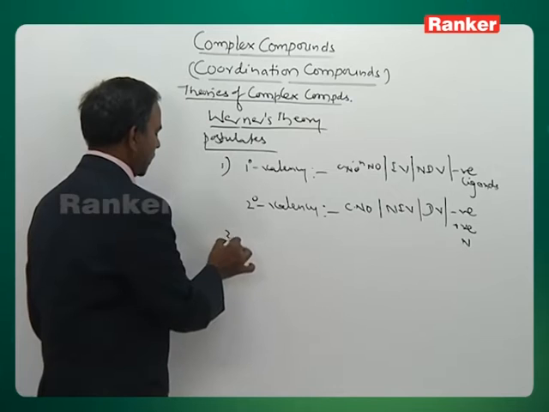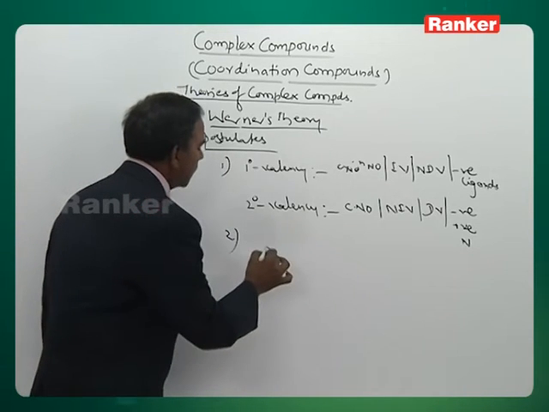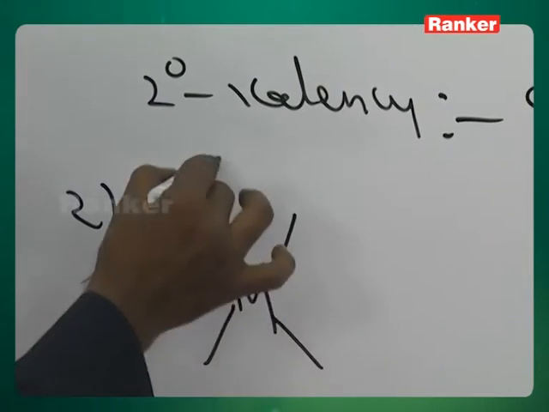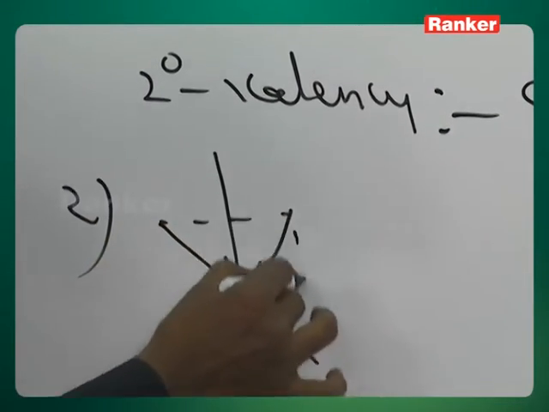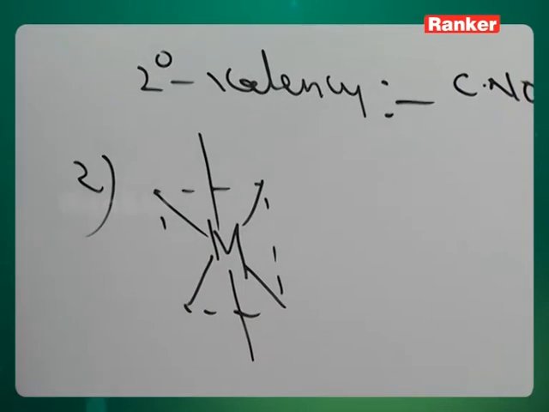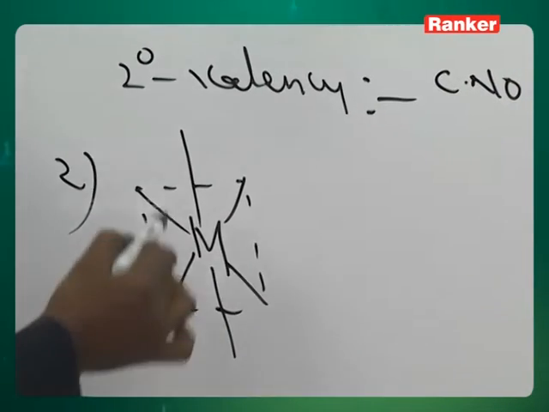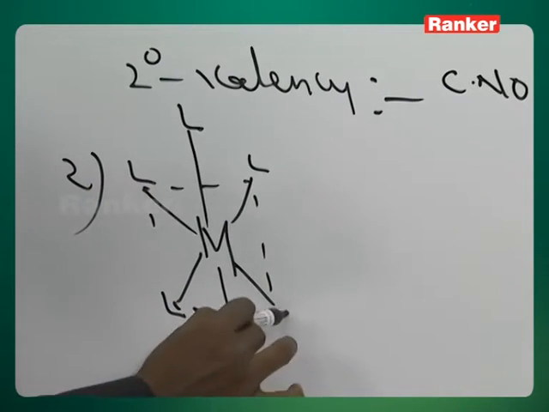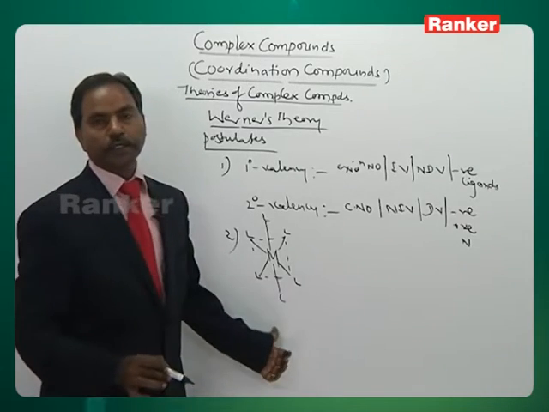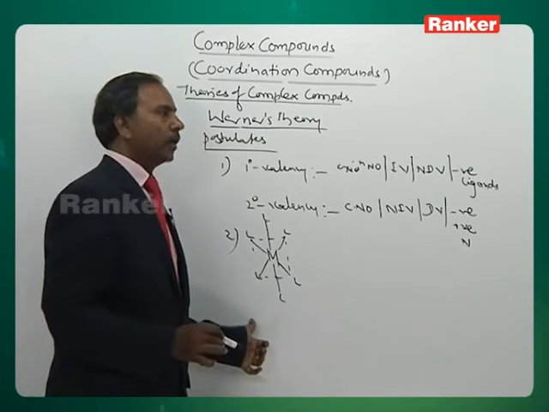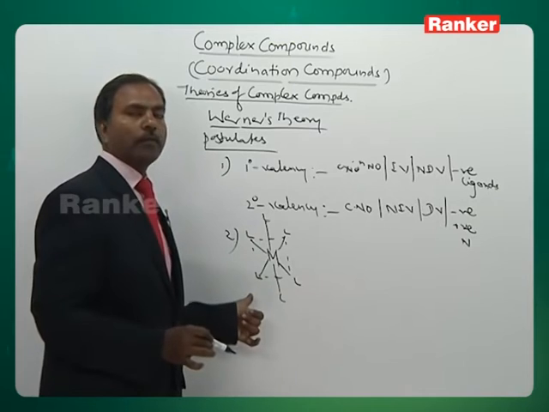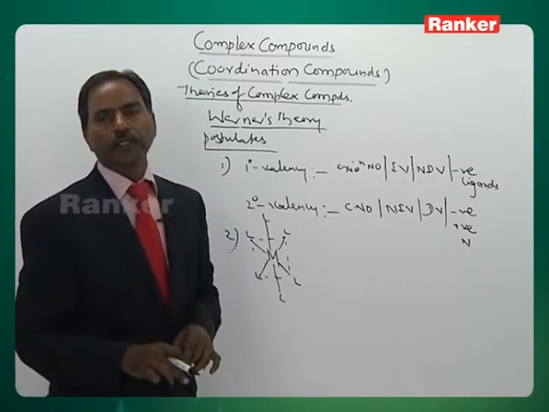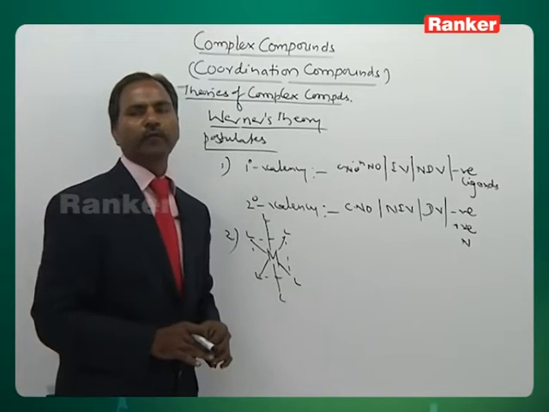Coming to the second postulate. The ligands which are linked to the metal ion by secondary valencies are fixed at particular positions, giving rise to a particular geometry for the metal complex. Look here, 6 ligands are there. These 6 ligands are actually arranged at particular positions around the metal ion. The ligands linked to the metal ion by secondary valencies are fixed at particular positions, giving rise to a particular geometry for the metal complex.